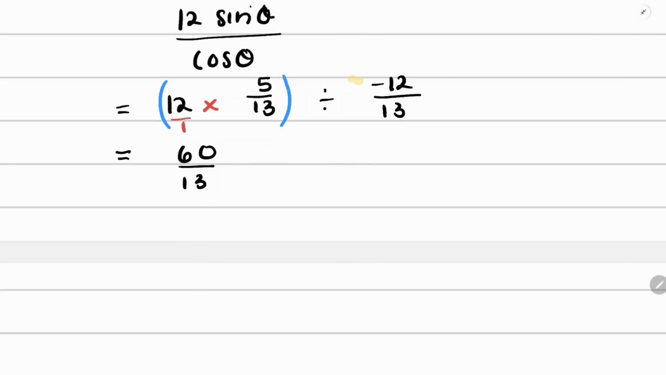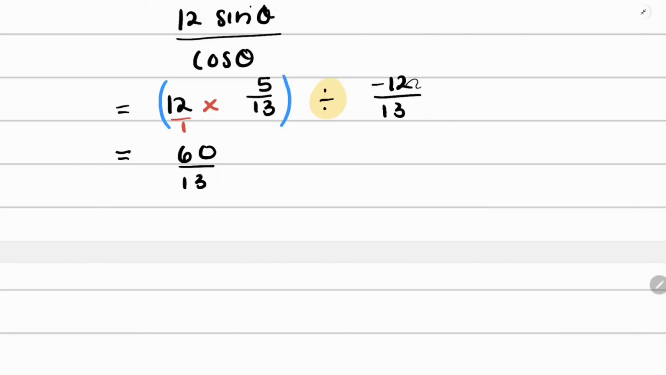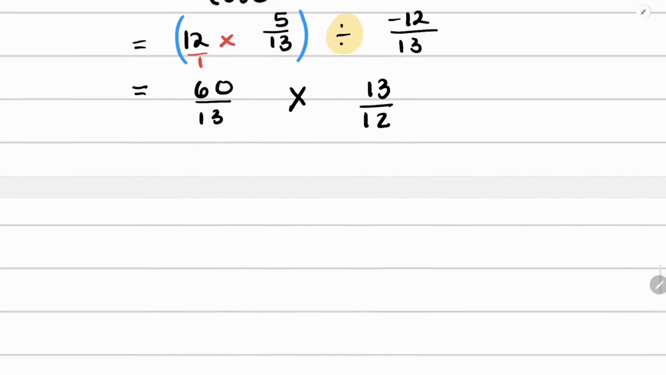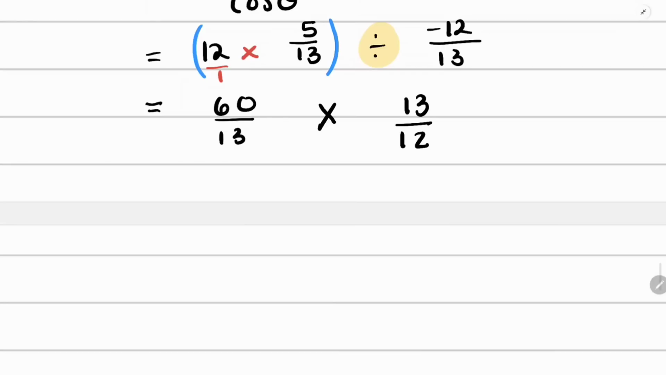And here's one thing, we have a division here. When you're dividing by a fraction, you can use this rule called tip and times. So we tip the fraction, we swap the numerator and denominator, making this 13 over 12. And then you change the division to a multiplication. Okay, so that's what we have. Now we can go ahead and simplify this. Instead of multiplying and then thinking about how you're going to divide because of the common factors, you can first of all focus on cancelling out any common factors.